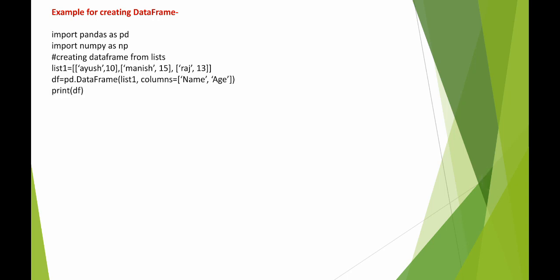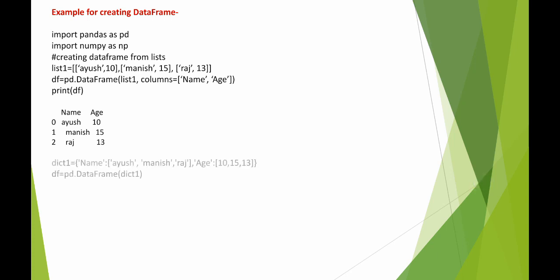If we print df, it will look somewhat like this. What it has done is it has created the indexes 0, 1, 2, and the column names we have given as Name and Age, and the particular entries of the list Ayush 10, Manish 15, Raj 13 have been displayed accordingly. So Name will have the elements Ayush, Manish and Raj, and Age will have the elements 10, 15 and 13. Since you have created two columns here, Name and Age, the entries lie under those particular columns. I think it's clear now.